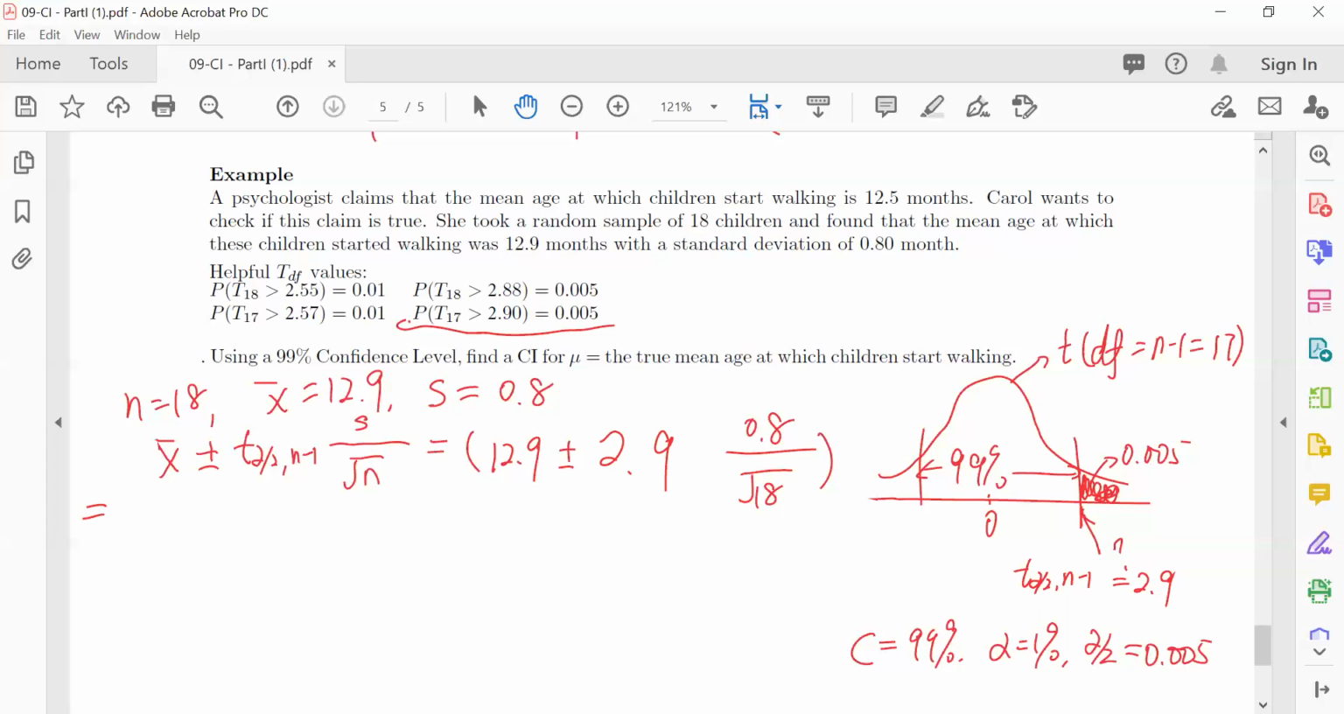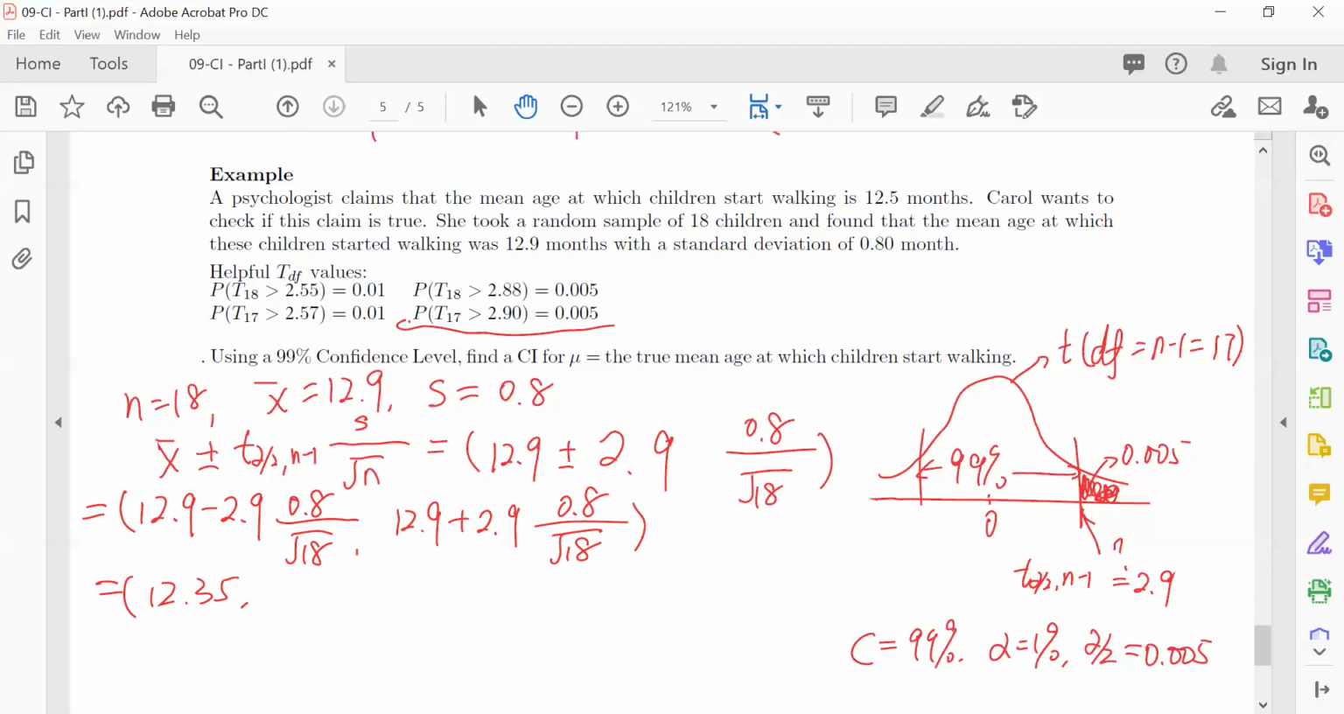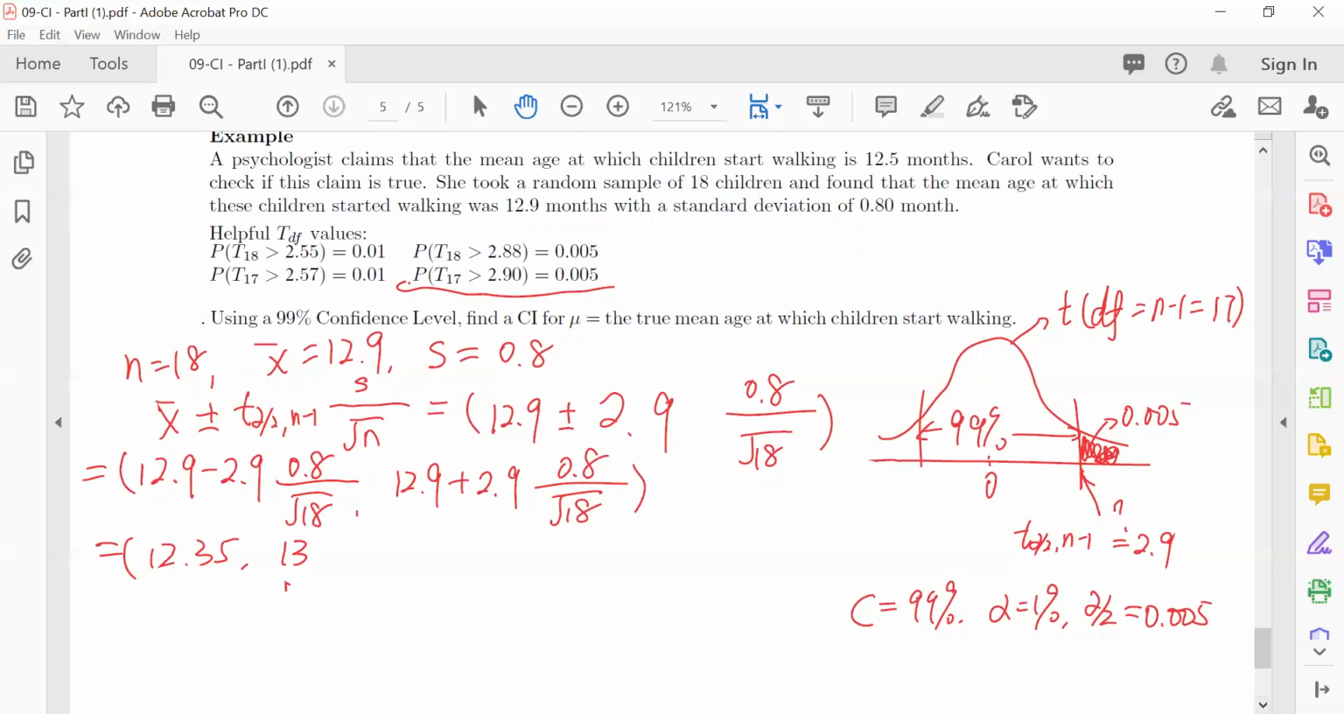Now we are going to calculate the confidence interval. That will be like this. So it's going to be 12.35 and 13.45.